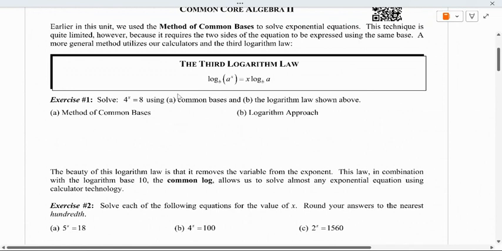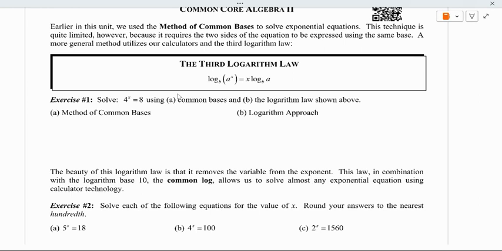Earlier in this unit, we used the method of common bases, right? We make sure that we have the same base, a power of 2, a power of 3, whatever, to solve exponential equations. This technique is quite limited, however, because it requires that two sides of the equation be expressed using the same base, right? So a more generalized method is needed. And we have one. It's called the third logarithm law.